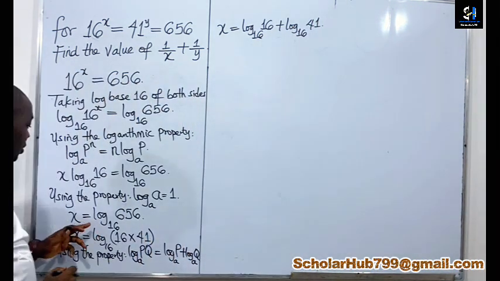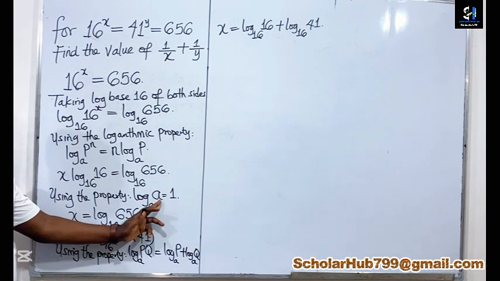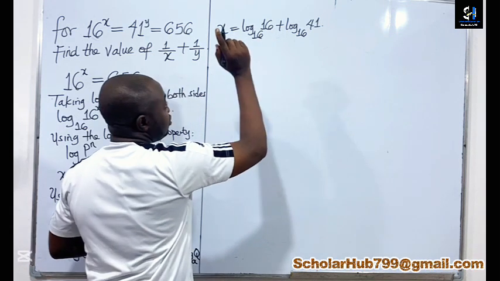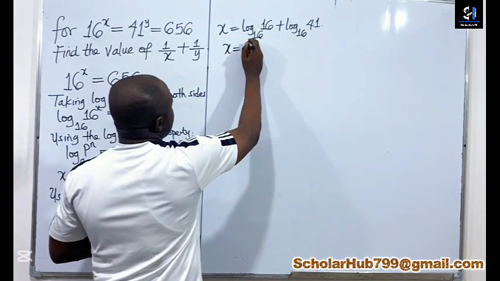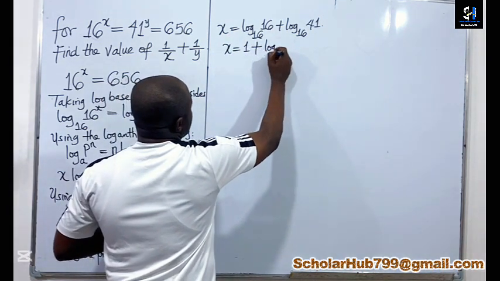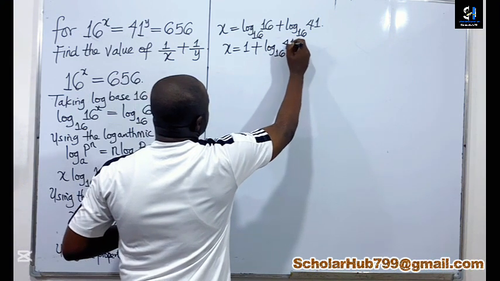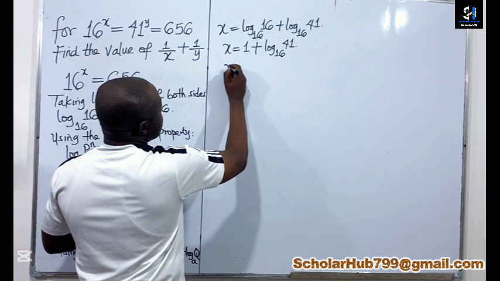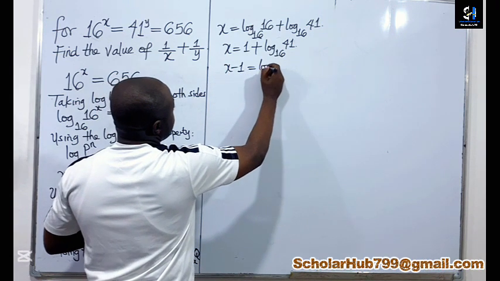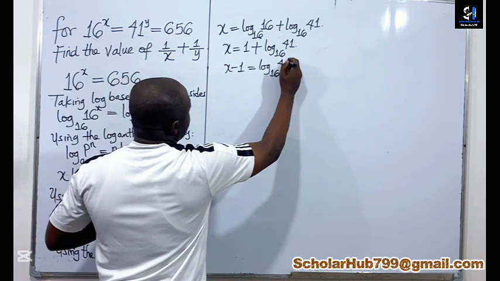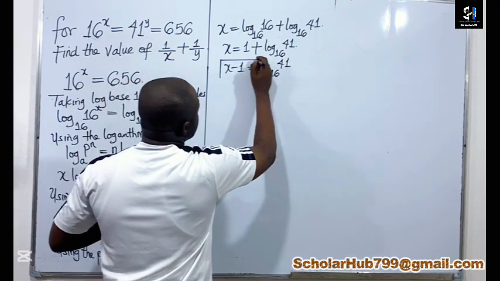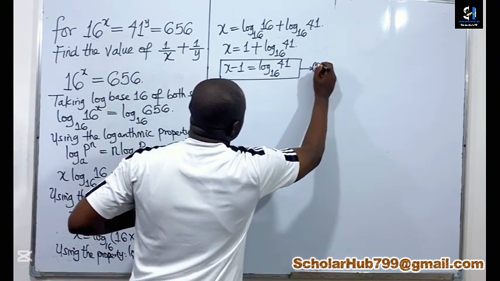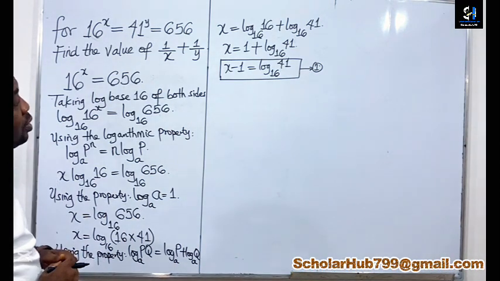Now log base a of a is equal to 1, so log base 16 of 16 will be 1. So x equals 1 plus log base 16 of 41. Then x minus 1 will be equal to log base 16 of 41. And this will be the first equation, equation 1.